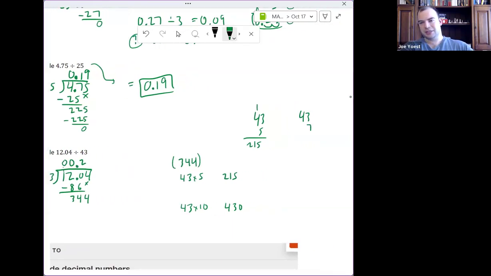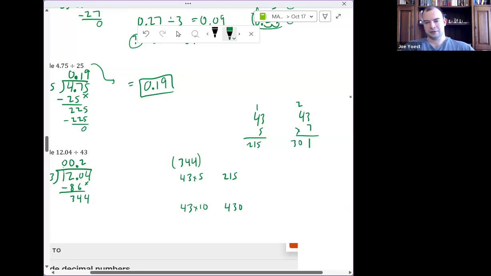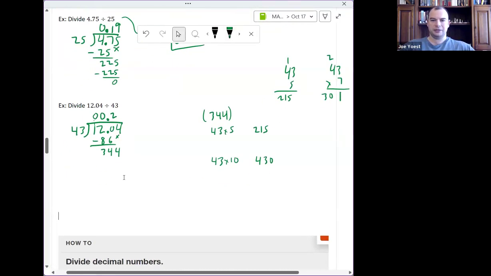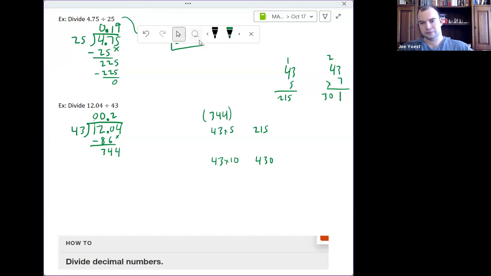Let's try 43 times 7. 7 threes are 21. 7 fours are 28. Plus 2 is 30. And 3 times 7 makes 301. And I can see that for 43 times 8, I need to add another 43 onto 301. That's 344.